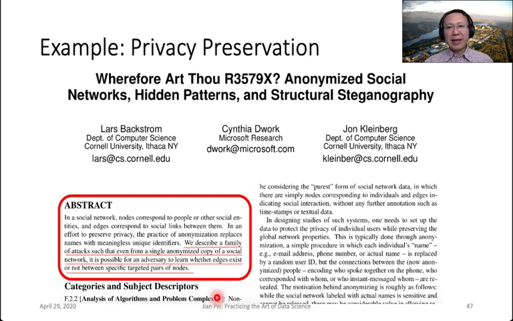Back in 2008, Backstrom, Dwork, and Kleinberg published a World Wide Web Best Paper Award winning paper on data privacy. Essentially, they claim that even anonymization of social networks is not sufficient to protect the privacy in social networks.